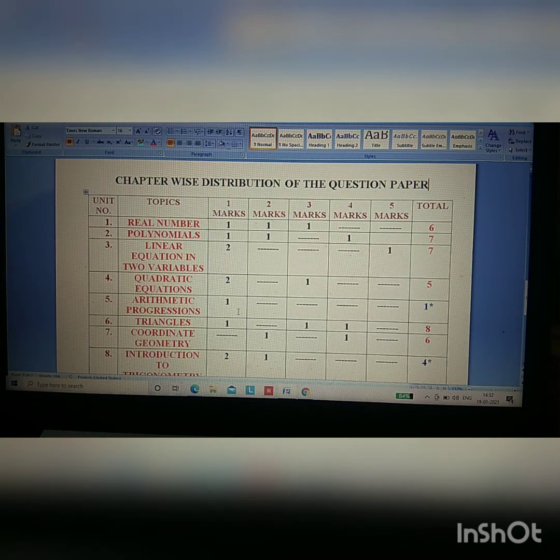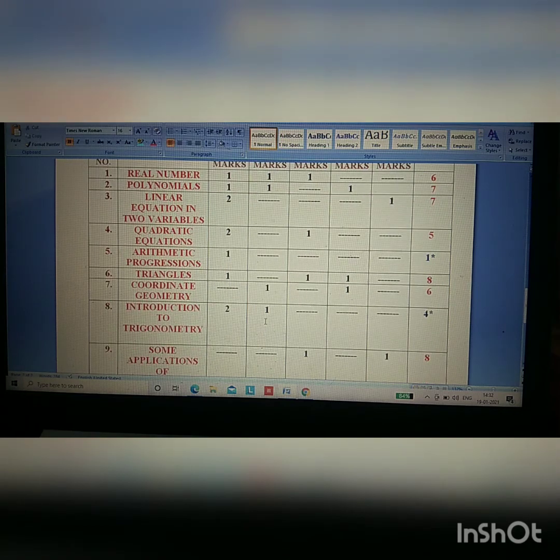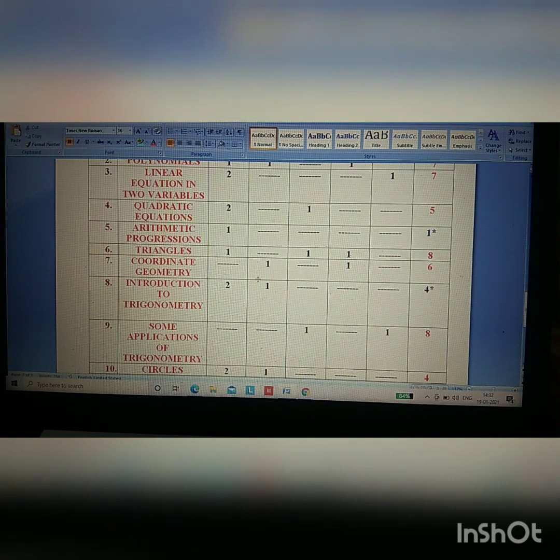In the same way, introduction to trigonometry. 2 questions of 1 mark, 1 question of 2 marks, and the total is 4. Once again, the star is marked here because introduction to trigonometry is the most important chapter from the maths, and it is given only 4 marks weightage in the sample paper. So there would be the possibility of changes there. It can be changed.